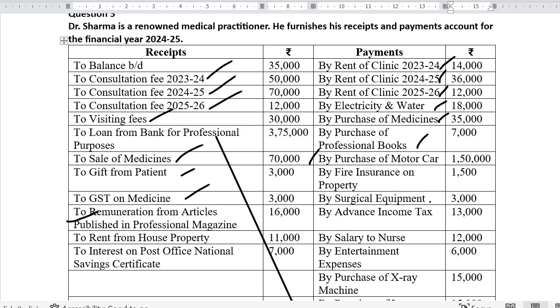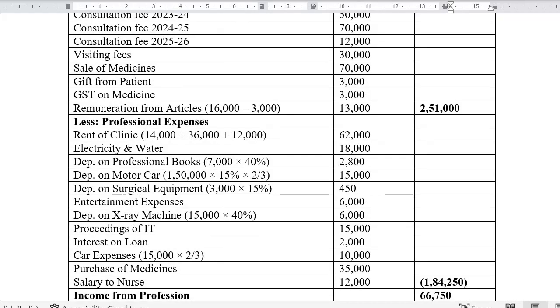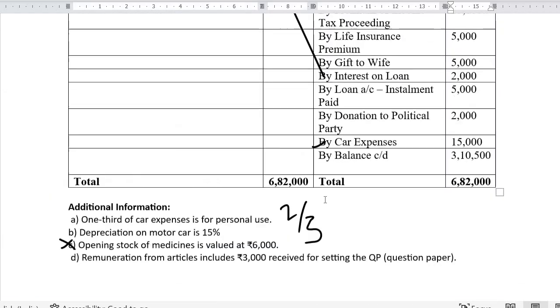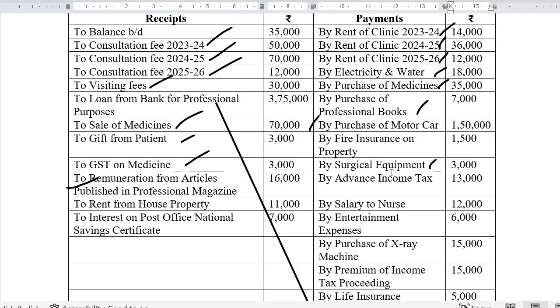Next is surgical equipment. It is a capital payment, so we have to give depreciation. What is the percentage of depreciation? 15%. We shall check here. 15% is taken. Depreciation on surgical equipment 3,000 into 15%, 48,450. Advance income tax is not a professional expense. Salary to nurse is a professional expense. Entertainment expense is a professional expense.